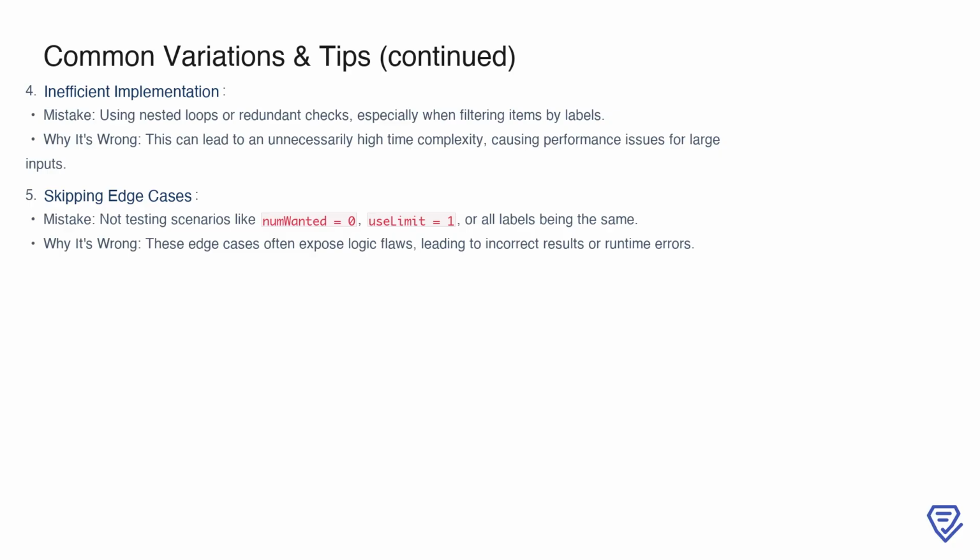Additionally, skipping edge cases can lead to missed errors. Scenarios like number wanted equals 0, use limit equals 1, or when all items have the same label often reveal hidden flaws in your logic. These edge cases may not occur in standard test inputs, but they are crucial for ensuring your solution is robust and handles all possible inputs correctly.